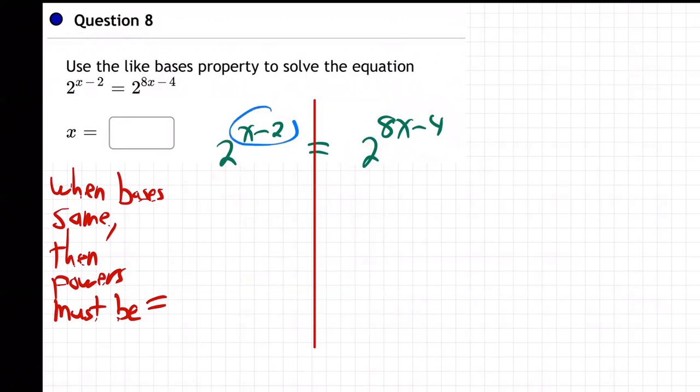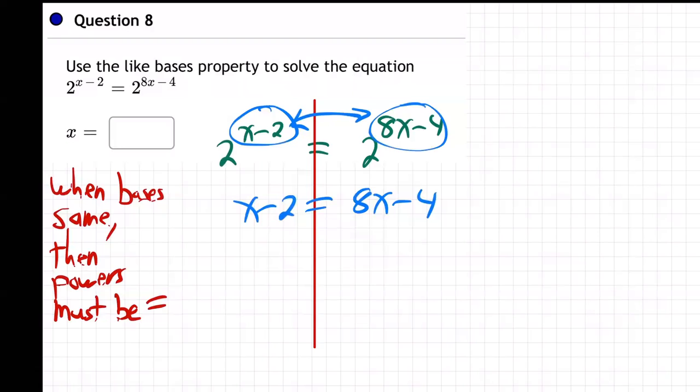So we can grab just the power, and say, oh, okay, x minus 2 must equal 8x minus 4, right? Those powers have to be equal. And then we can solve for x. How do we solve for x here? Well, what do you do when you have x on both sides? You have x on both sides.